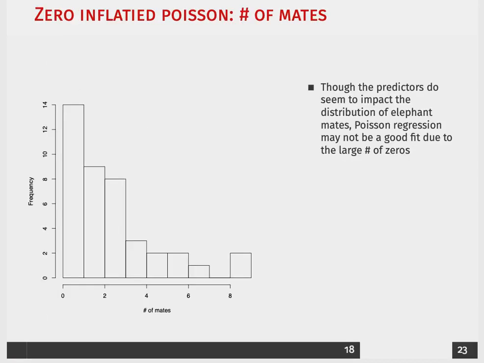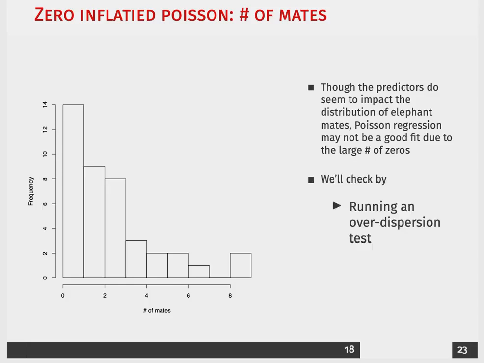So before we do that, let's just turn to a histogram of our outcome in order to determine whether or not we have an excess of zeros here. And though we did find with the model that we fit that the predictors seem to do a good job of describing the distribution of elephant mating, the Poisson regression may not necessarily be a good fit because we have such a large number of zeros.